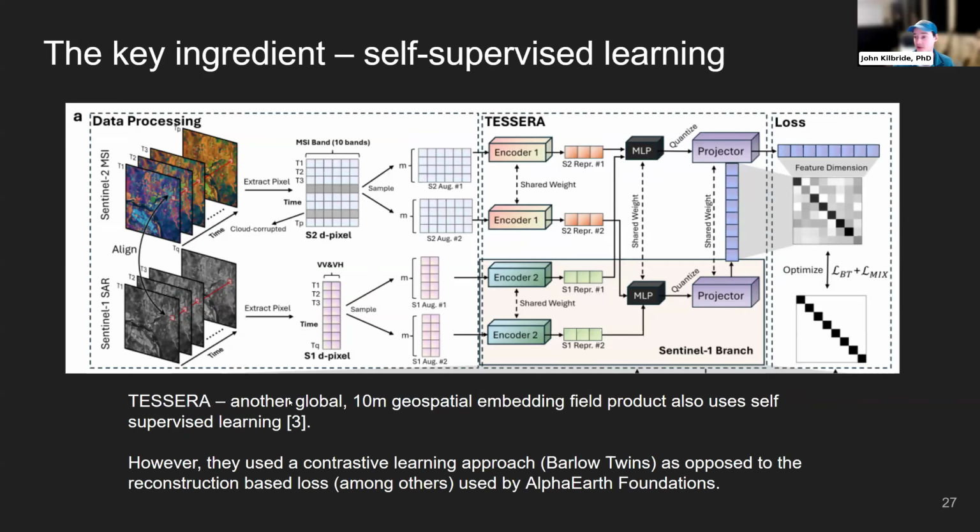Tessera is another global 10-meter embedding field product. However, instead of using the same reconstruction-based approach, they use a different contrastive approach called Barlow Twins. But you can see, even based on the diagram here, if you squint your eyes, it's a similar idea: you have a time series, it's being transformed, you're building out a latent space, and then eventually you're doing something to train it in a self-supervised manner. Here it's contrastive learning. In the other case, it was reconstruction of targets.